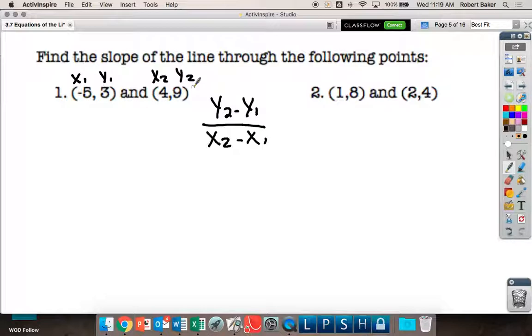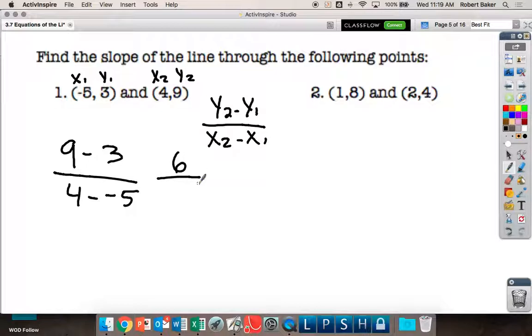So I do myself a favor and I write x1, y1, x2, y2 there. y2 is 9. Minus y1 is 3 over 4 minus negative 5. Here's where we enter the Thunderdome. All we're doing is adding and subtracting. What is 9 minus 3? 6. Confidence. Something I know what I'm doing.